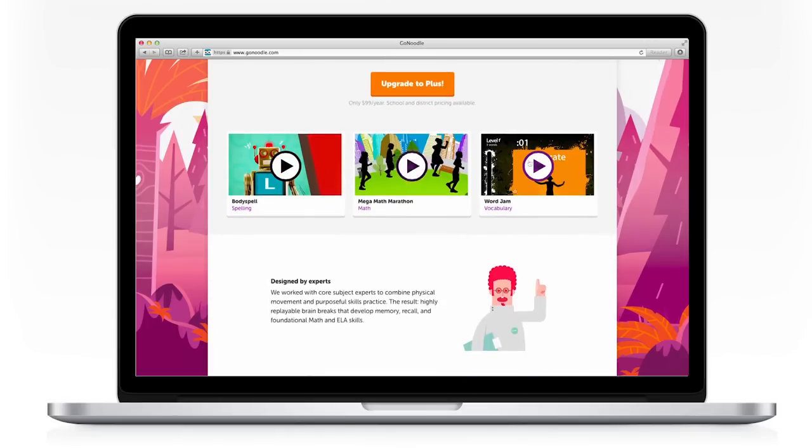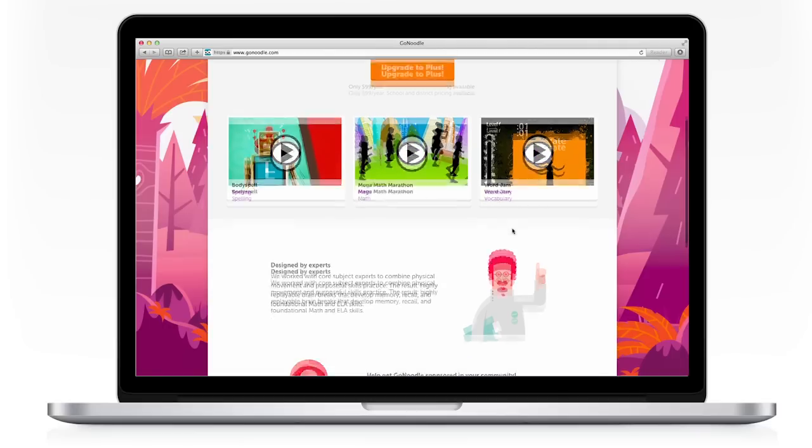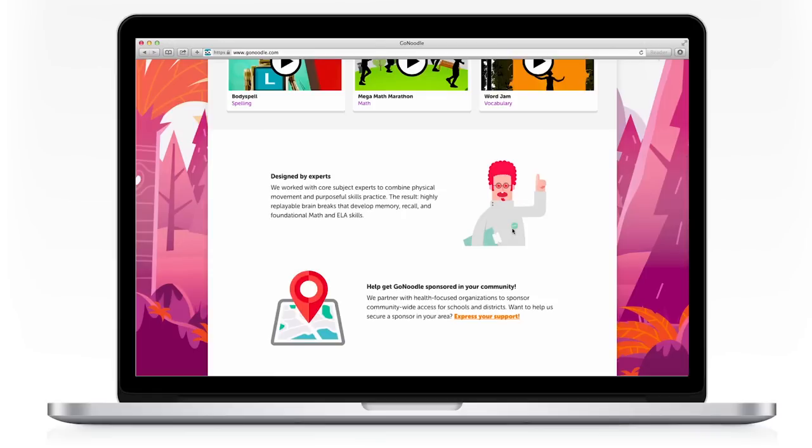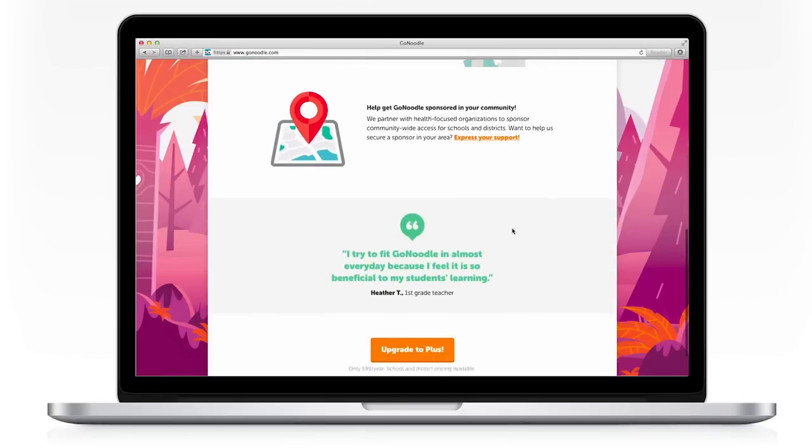But you'll see that there's math ones. There's some specifically for spelling and vocabulary. So they do have upgrade options. These are developed by brain experts, and it's just a great fit. I think that you'll enjoy the free and then possibly even look into the fee.